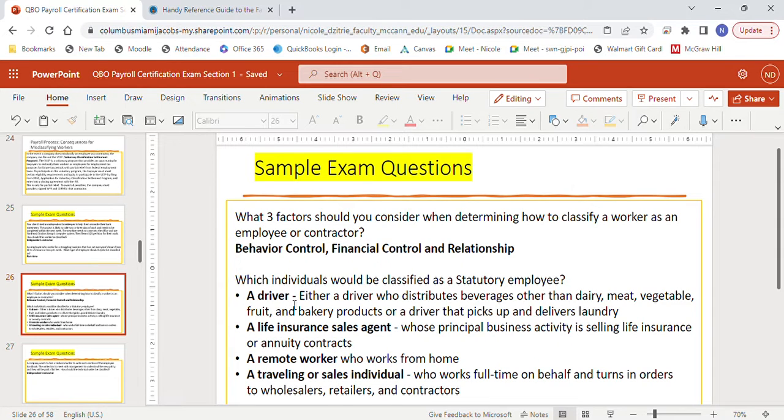So the driver, remember, they're not doing dairy milk. The product itself, they're saying the beverage milk, meat, vegetable, fruits, bakery, or they pick up laundry. Or an insurance salesman, or a remote worker, or a traveling or sales individual who works full-time on behalf of and turns in orders to a wholesaler, retailer, or contractor. By the way, newspaper delivery people do not fall under this.